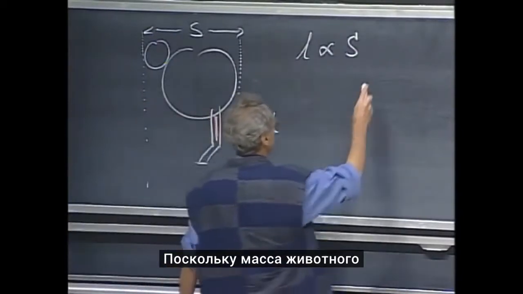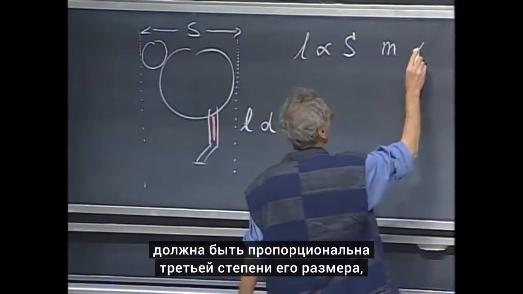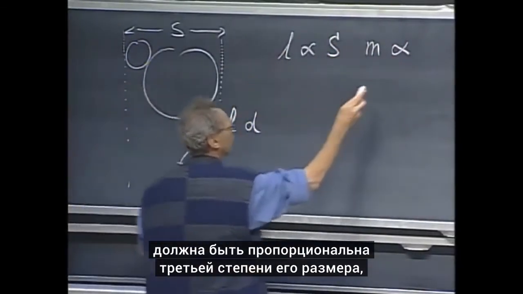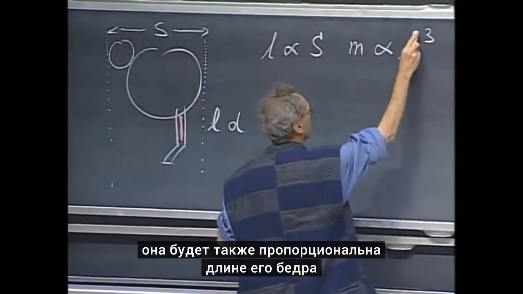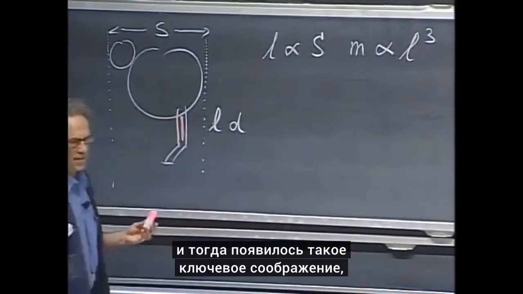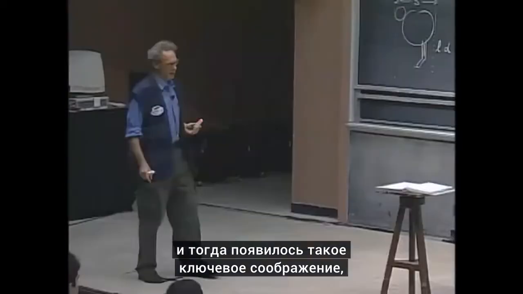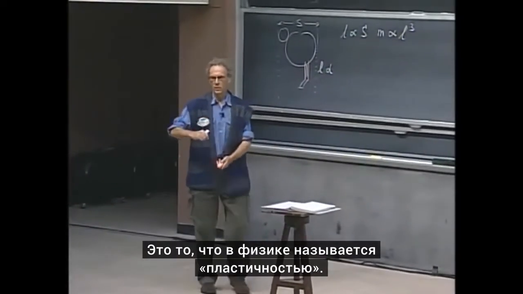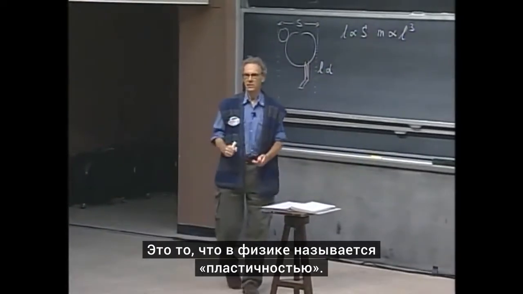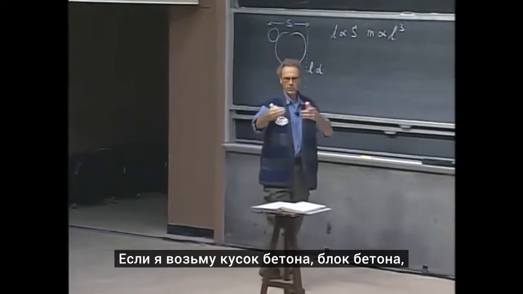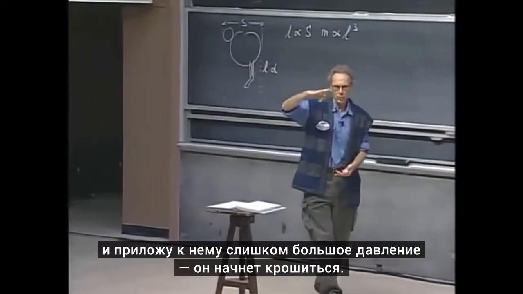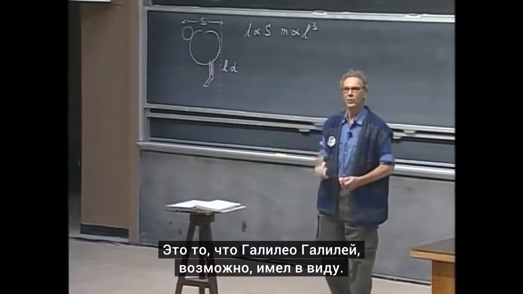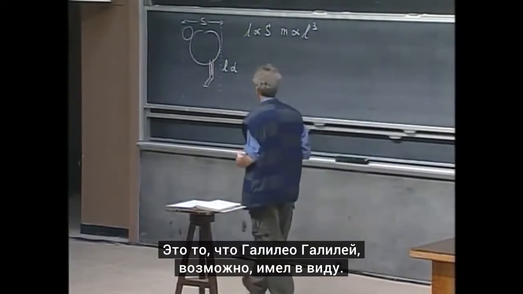Since the mass of the animal must be proportional to its size to the power 3, it will also be proportional to the length of the femur to the power 3. And then came in this key argument, namely, you don't want the bones to be crushed, which is called yielding in physics. If I take a block of concrete and put too much pressure on it, it starts to crumble. And that's what Galilei may have had in mind.